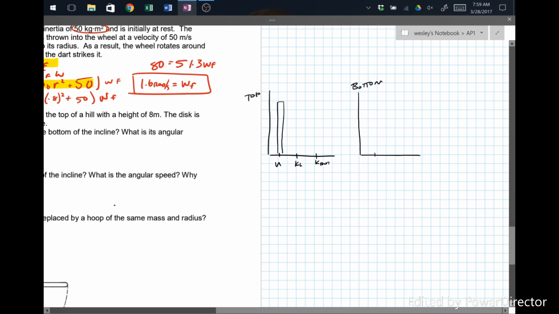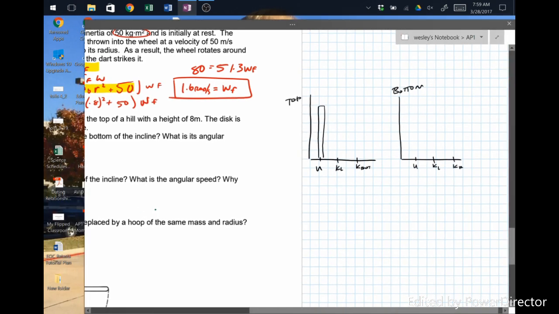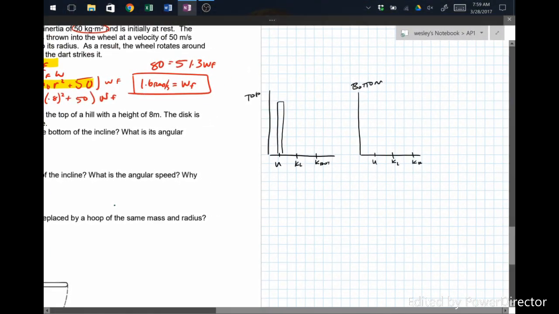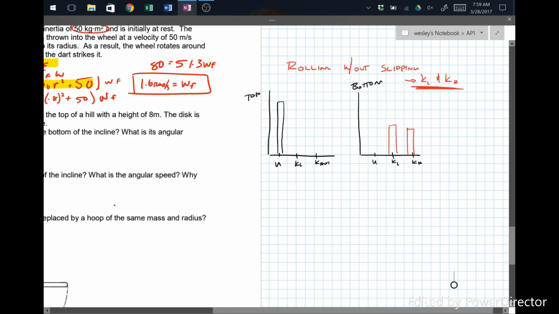At the bottom, however, because we're rolling without slipping, when we get to the bottom, we're moving, but we're also rotating at the same time. So the words rolling without slipping tell us that linear kinetic energy and rotational kinetic energy are both present. Anytime we hear the words rolling without slipping, that's what we have to deal with.